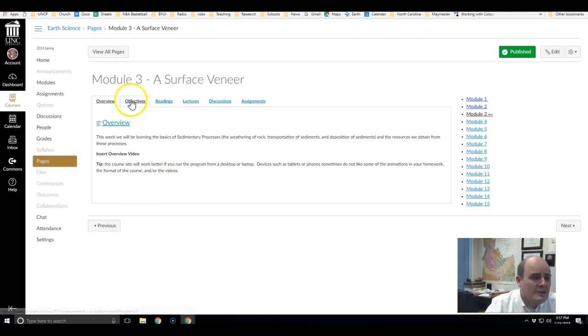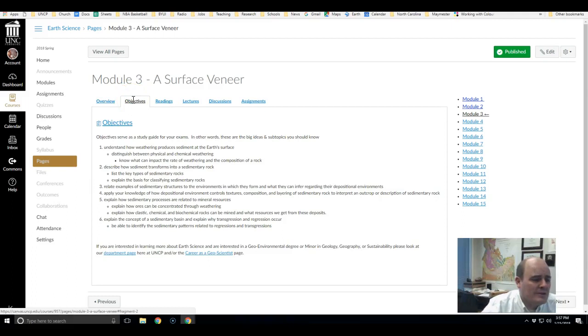The objectives we're going to go through: we're going to understand how weathering produces sediment at the Earth's surface. And by the way, in our lecture slides there's a great concept map that goes through these processes and really connects things well. Look at that and use it to study from. It's a good resource. These are often used as study guides to help you understand the big ideas and subtopics that you should know about.